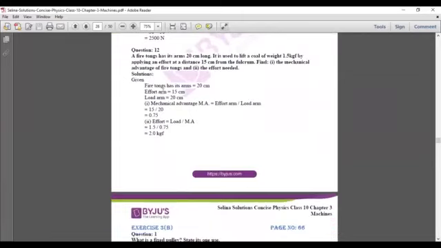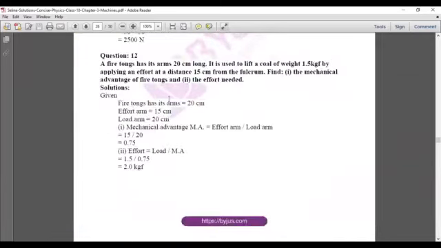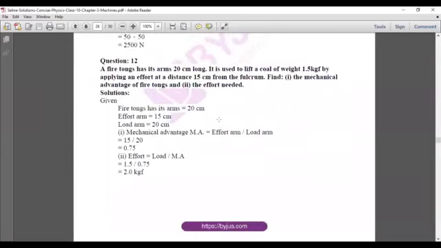12th one, that is the last numerical. A fire tongs has its arms 20 centimeter long. It is used to lift a coal weight of 1.5 kgf by applying an effort at a distance of 15 centimeter from the fulcrum. Find the mechanical advantage of fire tongs and the effort needed.